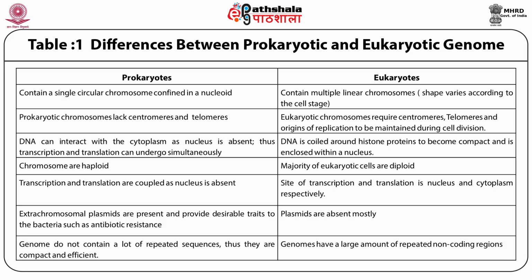In prokaryotes, extrachromosomal plasmids are present and they provide desirable traits to the bacteria such as antibiotic resistance. In eukaryotes, plasmids are mostly absent. Prokaryotic genomes do not contain a lot of repeated sequences, thus they are compact and efficient. Eukaryotic genomes have a large amount of repeated non-coding regions.